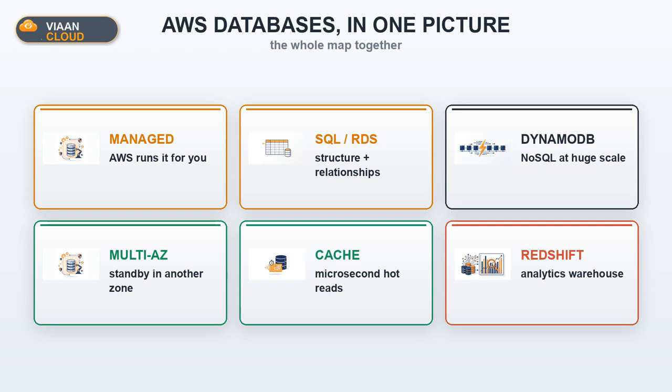Databases are your app's memory, and the whole topic forks on SQL versus NoSQL. SQL, run on RDS or Aurora, gives you structure, relationships, joins, and rock-solid correctness, with multi-AZ for safety and read replicas for scale. NoSQL, DynamoDB, gives you near-infinite scale and millisecond speed when your access patterns are simple and known. A cache like ElastiCache makes hot reads instant, and a warehouse like Redshift is for heavy analytics. There's no single best, you match the shape of your data to the right purpose. Build with the right tool, and great apps cheerfully use several at once.